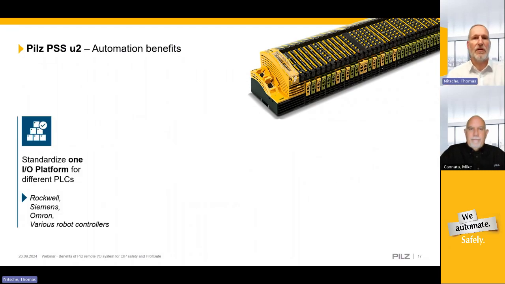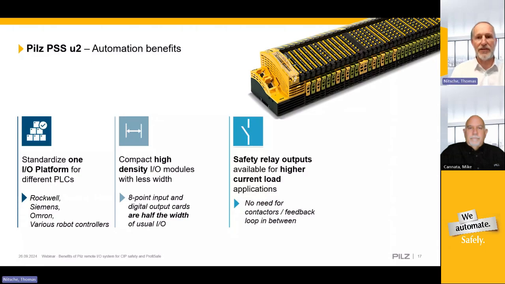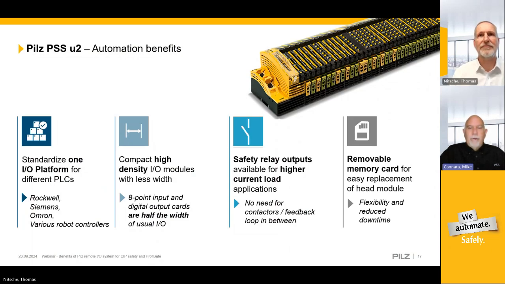What would be your benefits? We just mentioned it's one I/O platform, and we also have a lot of applications with various robot controllers. Then you have a really high density of I/O modules, which means there are modules with half the width of usual modules on the market. We have the safety relay outputs available for higher current load applications. So you save money and time in the system because you don't need an additional relay. Also, it saves panel space from having interposing relays driven off of semiconductor outputs. You can drive your load directly off the safe relay module that's located in the I/O. Perfectly. And I think, Mike, it's up to 6 amps per relay module? Yeah, 6 or I believe it's 8 amps, depending on the type of load.